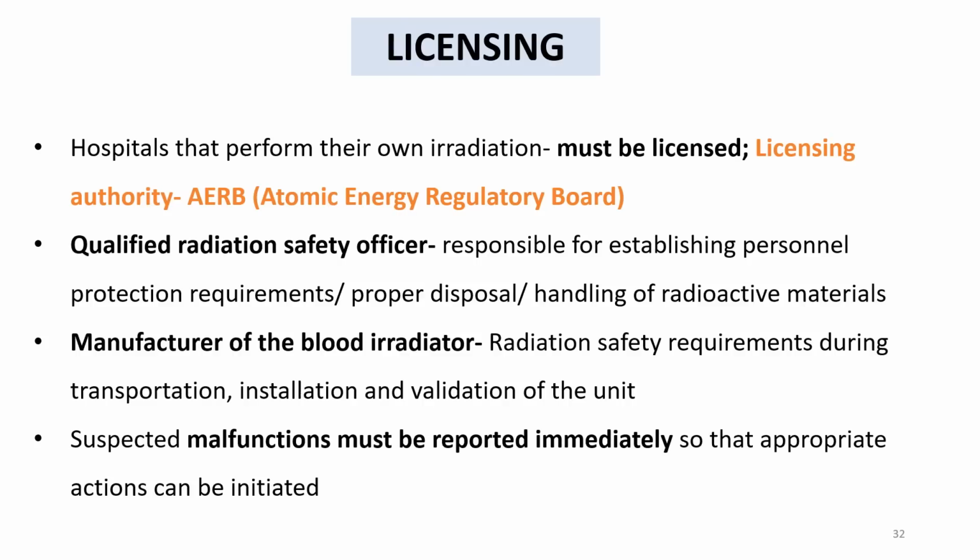Licensing. The hospitals that perform their own irradiation must be licensed. The licensing authority is AERB, the Atomic Energy Regulatory Board. A qualified radiation safety officer, responsible for establishing the personnel protection requirements and the proper disposal and handling of the radioactive materials, is also employed. The manufacturer of the blood irradiator handles the radiation safety requirements during the transportation, installation and validation of the unit. Suspected malfunction must be reported immediately so that appropriate action can be timely initiated.